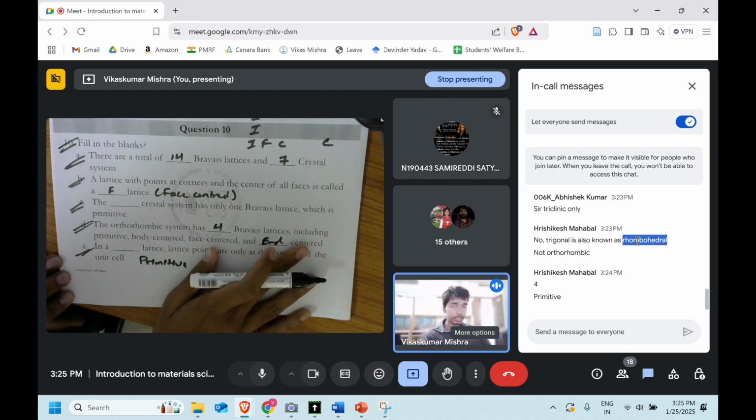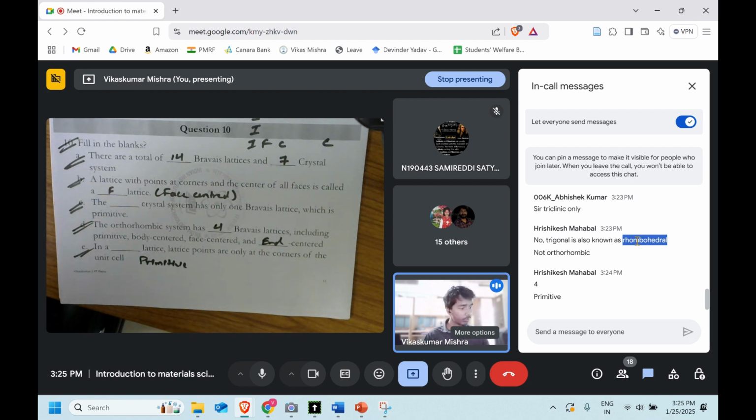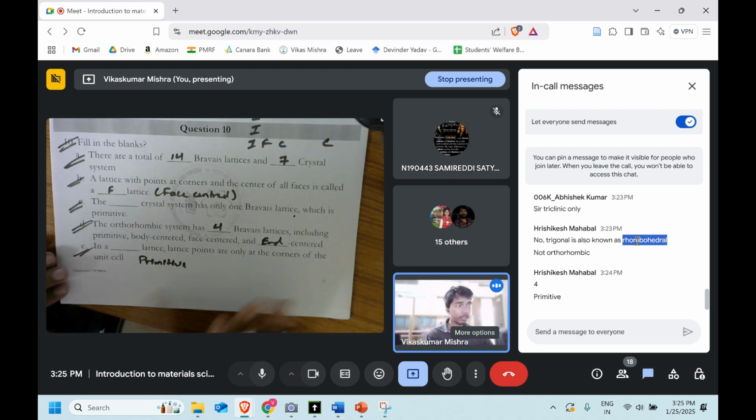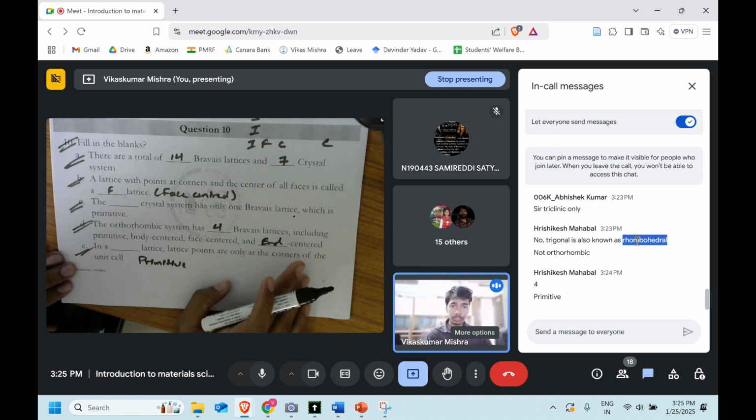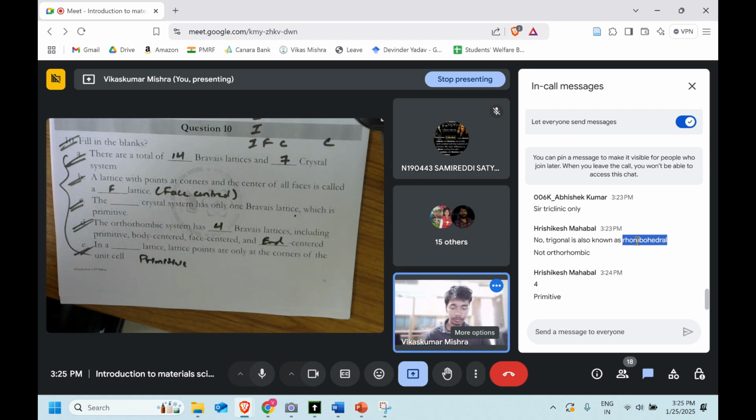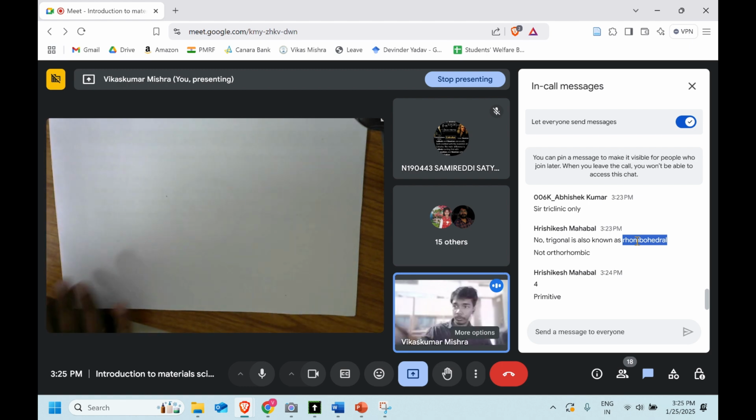Is there any doubt in this particular question? Please let me know. There was a little confusion over here. The only thing that we missed is that trigonal and rhombohedral are the same name. So with that we have solved this question. If there is any doubt, please let me know. Okay, since there is none, let's move to the next question.